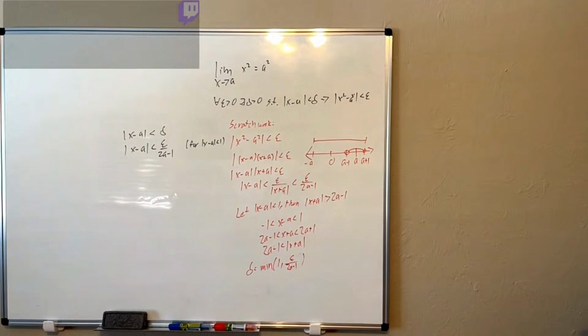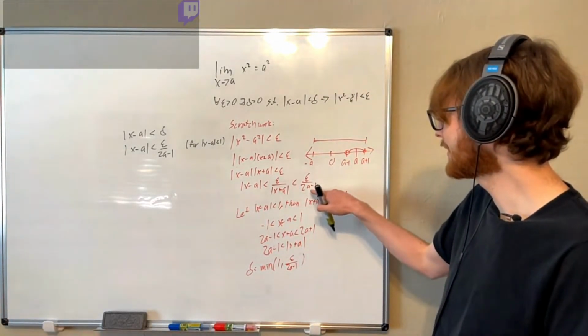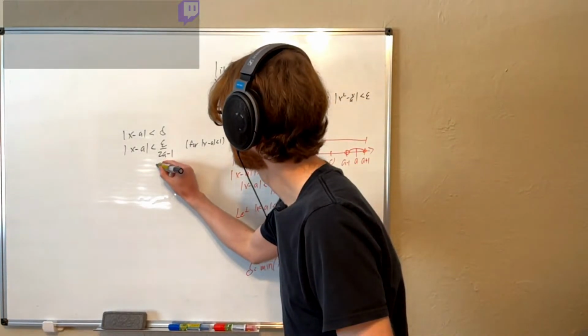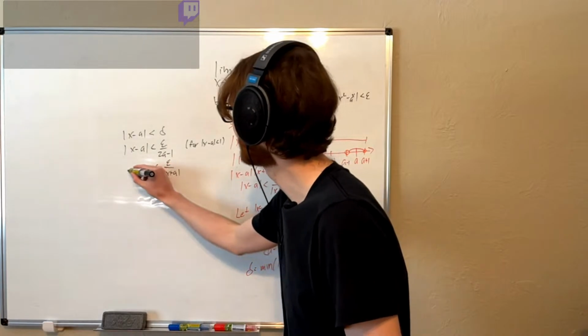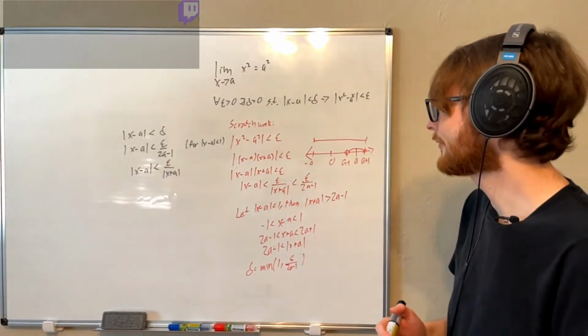Like, if the me of 10 minutes ago figured out that this inequality is true, why can't the me of now just do this and not think too hard? Then the problem becomes easy.